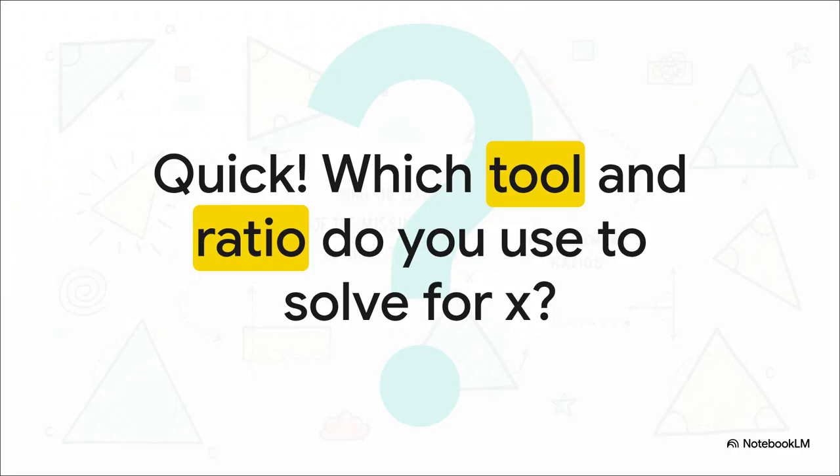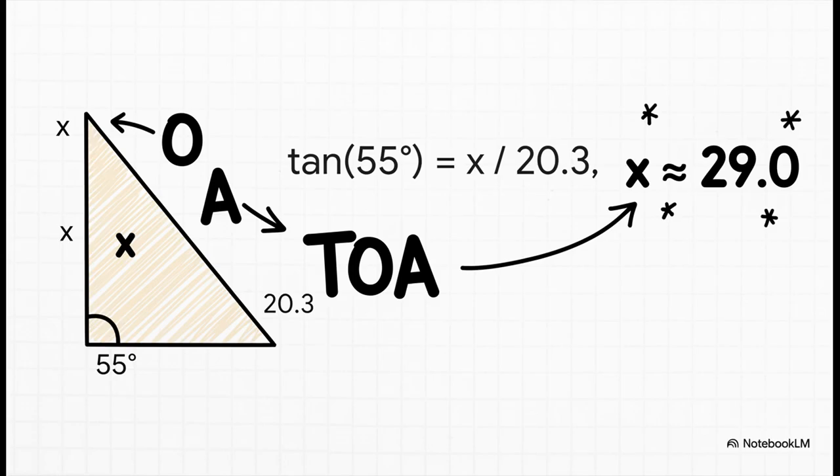Okay, look sharp. We've got a 55-degree angle. The side opposite it is x, that's what we're looking for. The side adjacent to it is 20.3. So the two sides we care about are the opposite and the adjacent. Which part of SOH-CAH-TOA does that sound like to you? That's it. Opposite and adjacent is OA. So we use TOA, which stands for tangent.